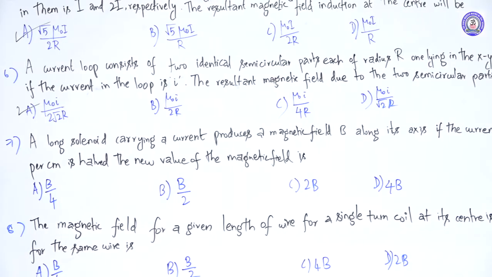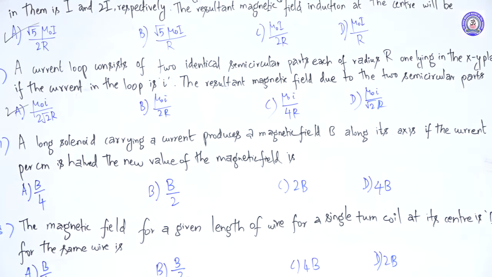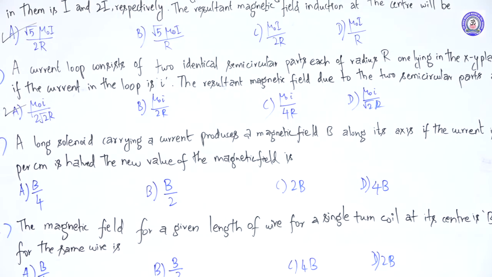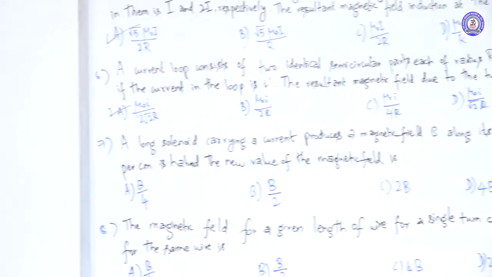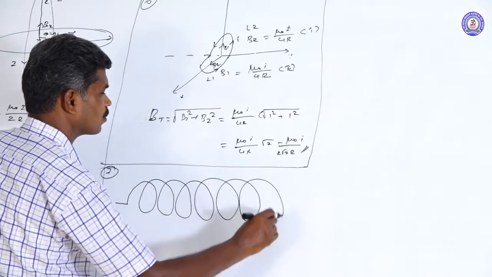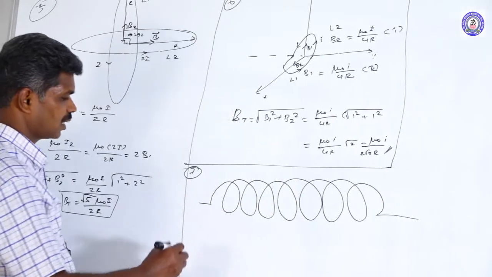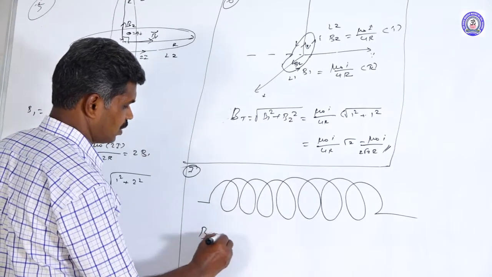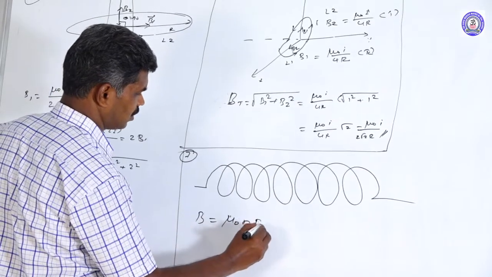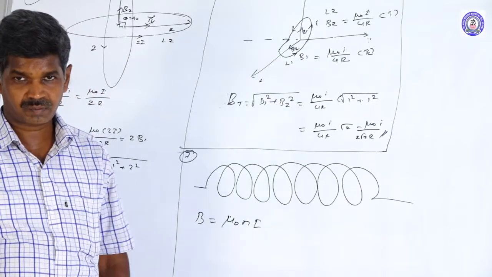A solenoid carrying a current produces a magnetic field B along its axis. Suppose we have an infinitely long solenoid. Due to that, the magnetic induction can be taken with the formula B is equal to mu naught n I. The small n is the number of turns per unit length.